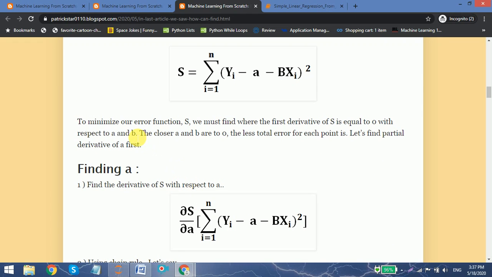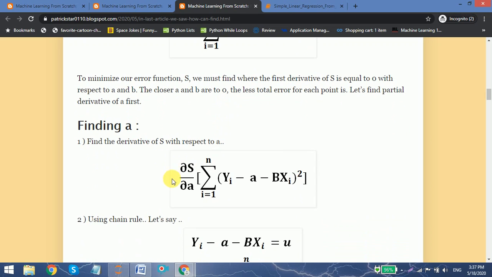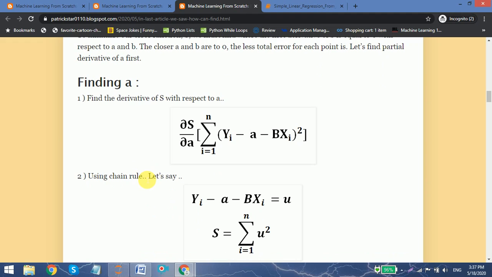And why do we need to find the partial derivative? Because to minimize our error function s, we must find where the first derivative of s equals 0 with respect to a and b, because we need to know at which point our data has minimized error with the regression line. That's why we find the partial derivative, and we put it equal to 0 because ideally we want 0 errors in our data set. Okay, so let's have a look at it.